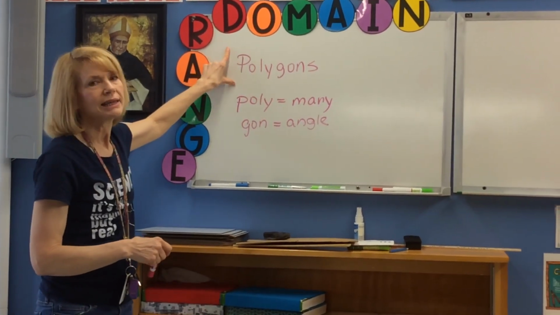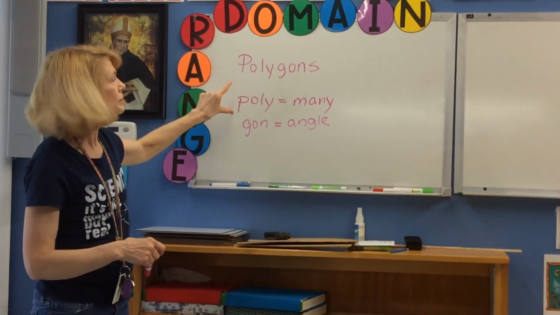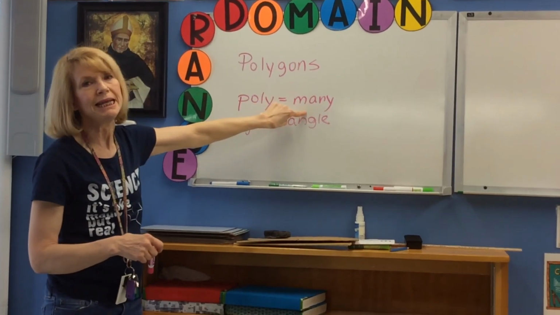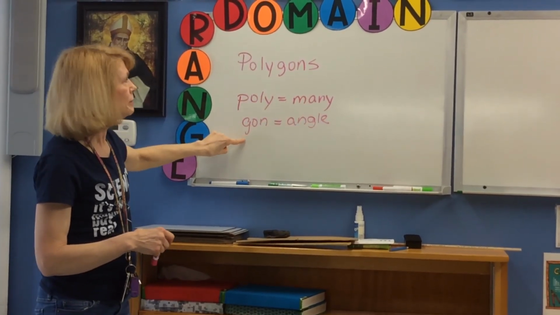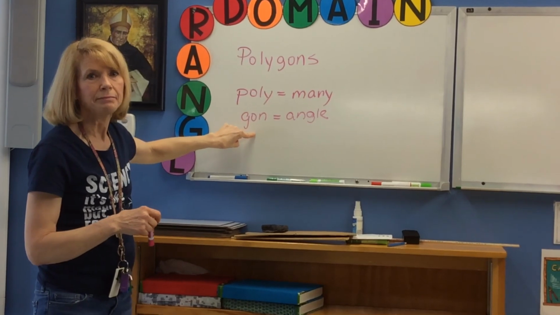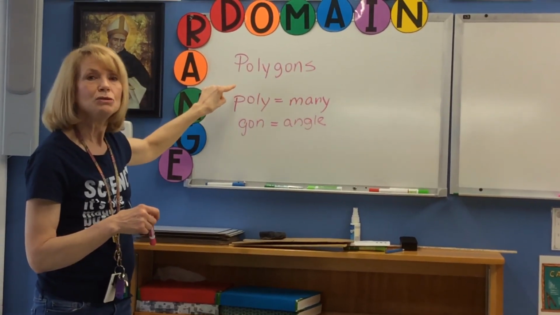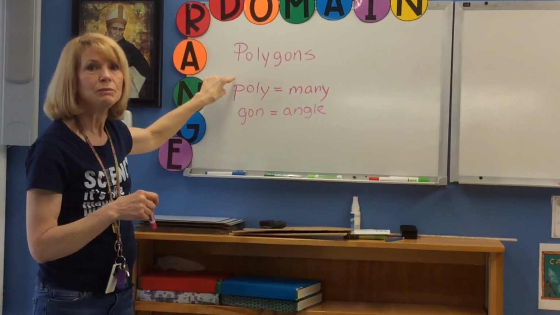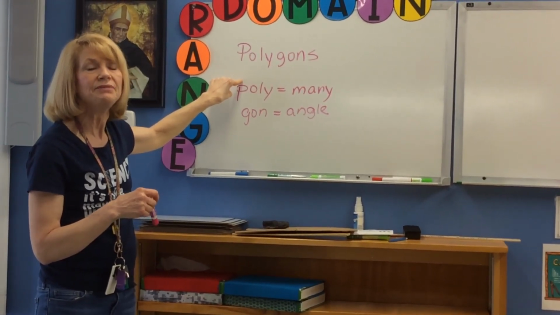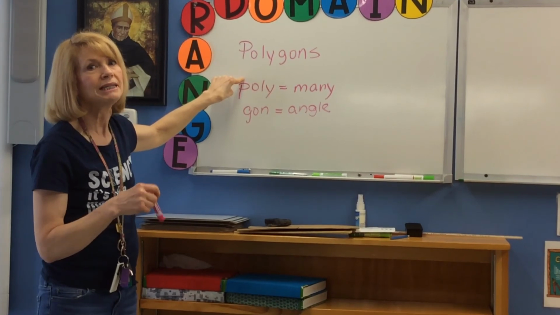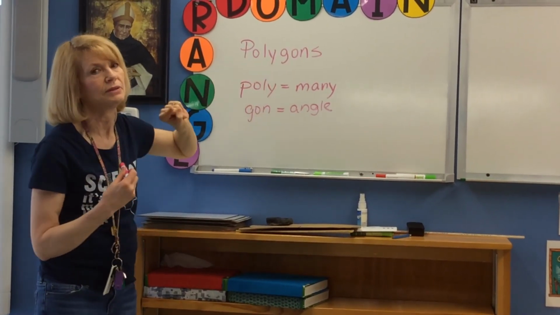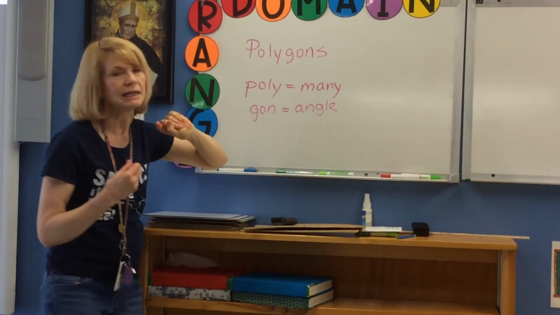This lesson is about polygons. The word part poly means many, and the word part gon, I just looked it up in a Latin book, means angle. So many angles, but usually when we define polygon, we say it's a many-sided figure. A many-sided closed figure. Okay, so polygon, many-sided figure.